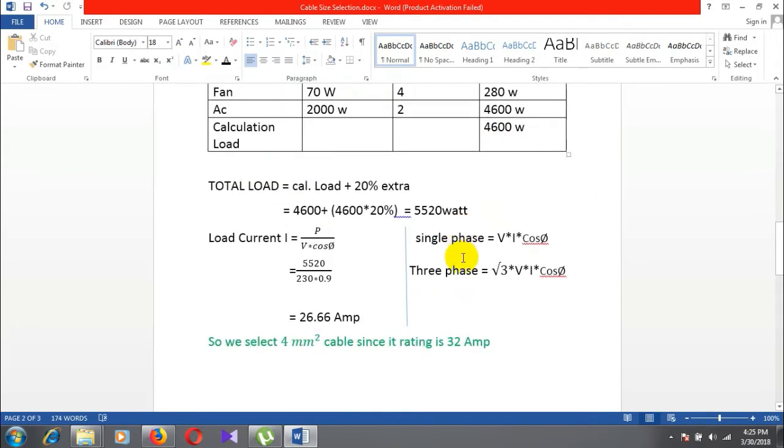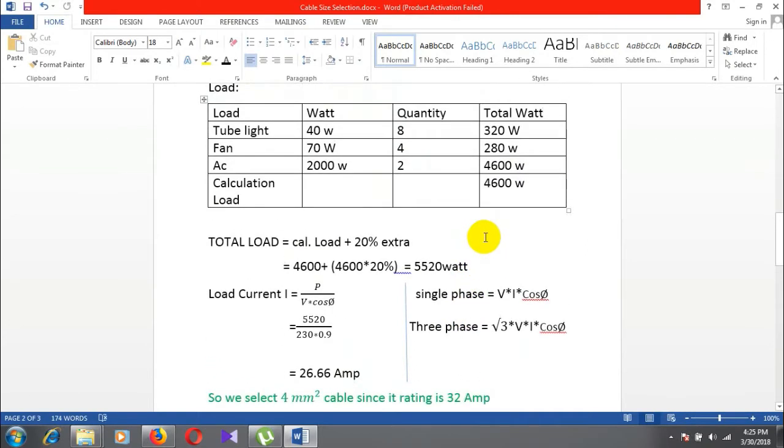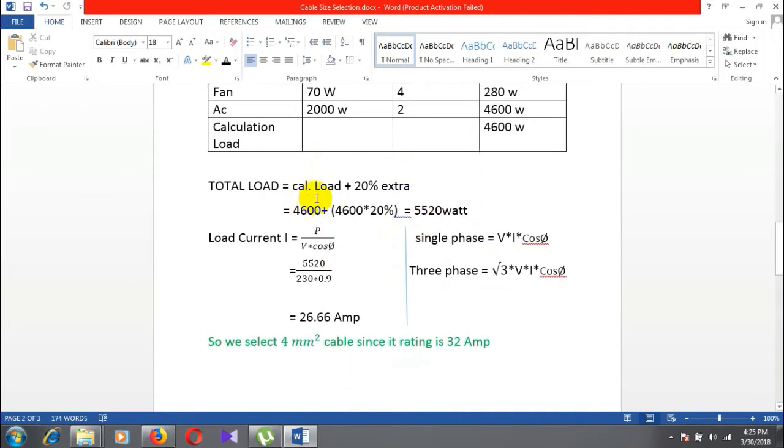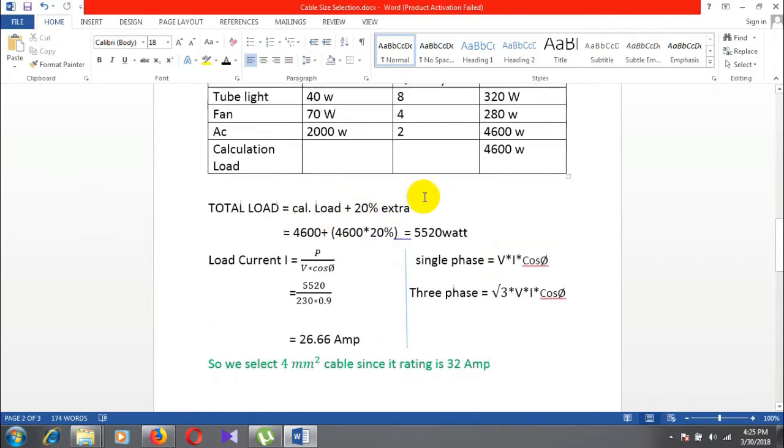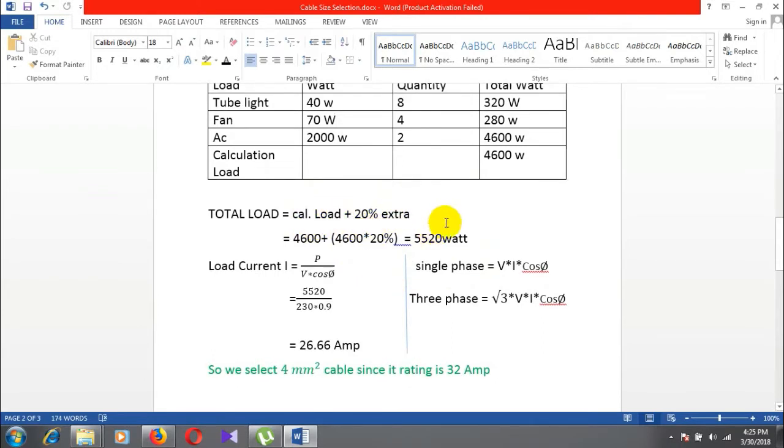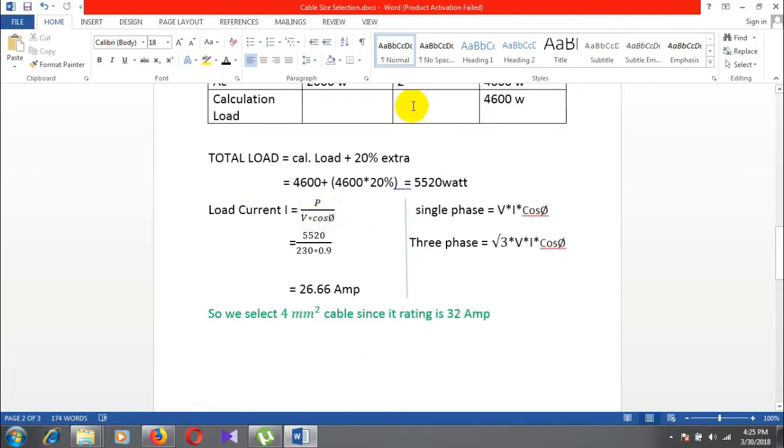Now, since in future our load will increase, and in case we don't know what type of load will be added, then we can just add 20% extra load in our calculation load. It is standard and it is followed all over the world, so you can follow this.